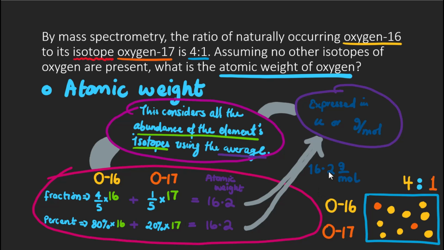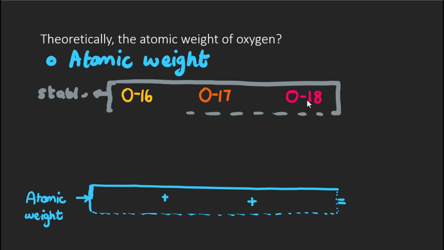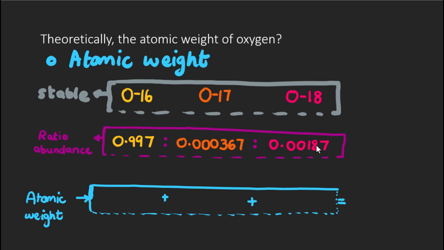However, this is not the theoretical value of the atomic weight of oxygen. Rather, the theoretical atomic weight of oxygen takes into account 3 isotopes: first oxygen-16, second oxygen-17, and finally oxygen-18. They are considered to be stable isotopes. Now, in terms of the ratio abundance out of 1, we have 0.997, next is 0.000367, and finally we have 0.00187 respectively, and each is multiplied by their mass numbers to give the respective values.